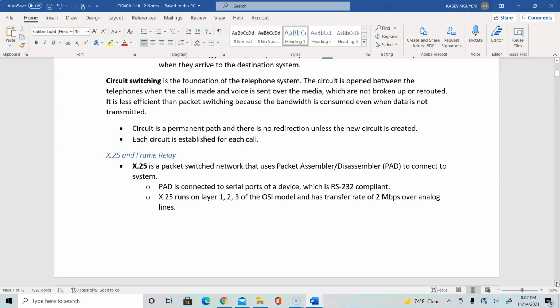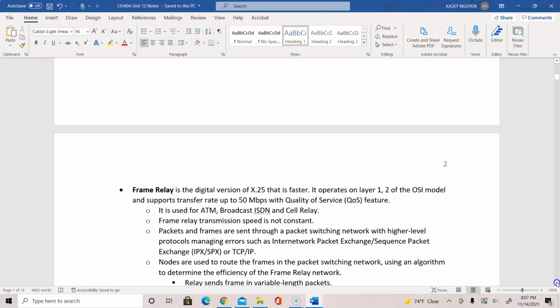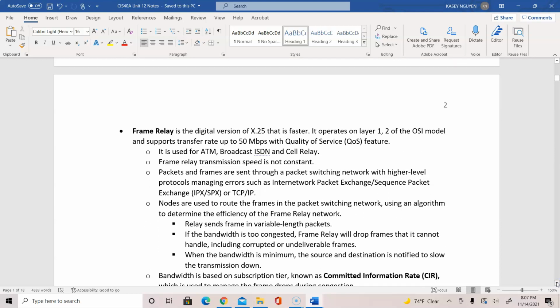And so X25 runs in the OSI layer 1, 2, and 3. So it would be the physical, the data link, and the network. And it would transfer up to 2 megabit per second using an analog line, which is your telephone line. And compare that to frame relay, which is a digital version of X25.